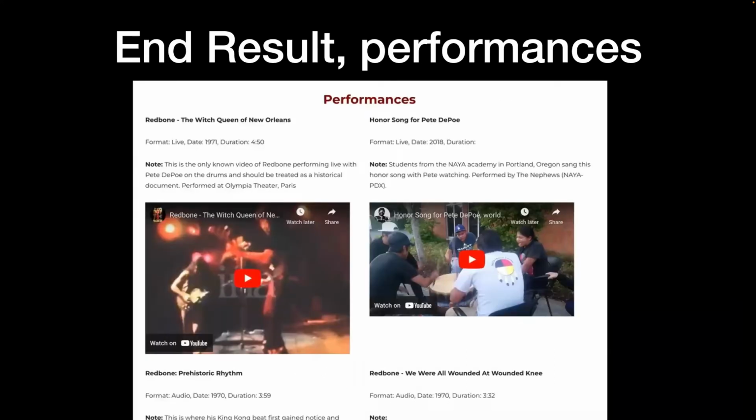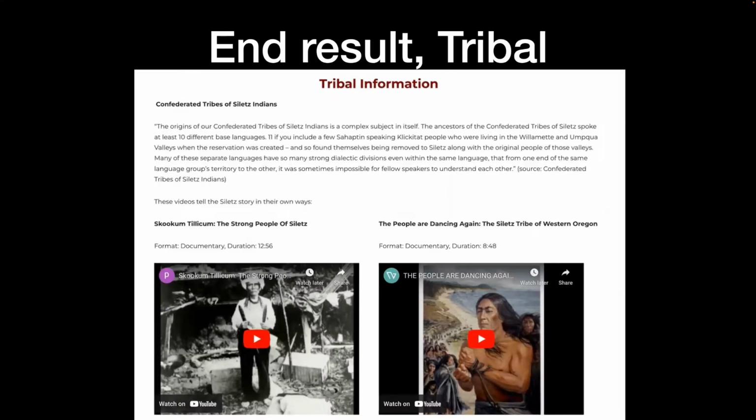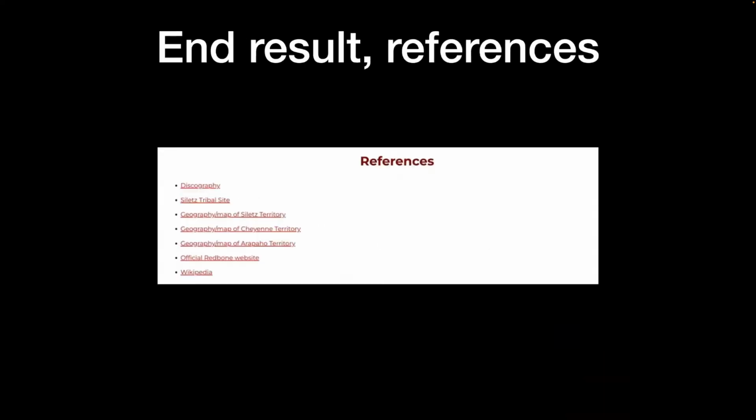Going farther down the page, they have performances. They'll have a bunch of YouTube videos, so those are available on the page. And wait, there's much, much more. They have tutorials for the artists, which also have up to 4 YouTube videos. And they have the tribe that they belong to, and the tribe can also have videos to give history of the tribe. And then at the very bottom of each artist page is a list of references.